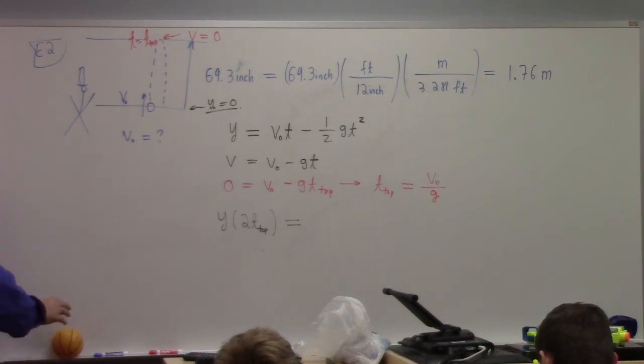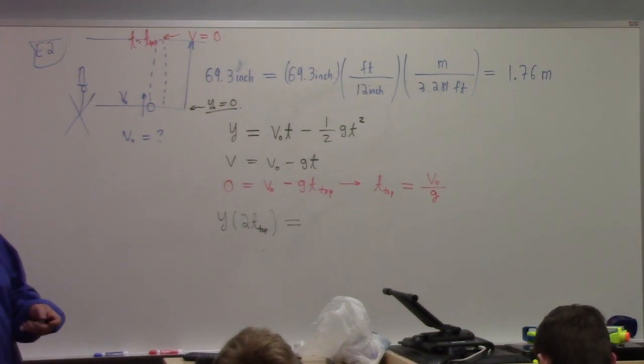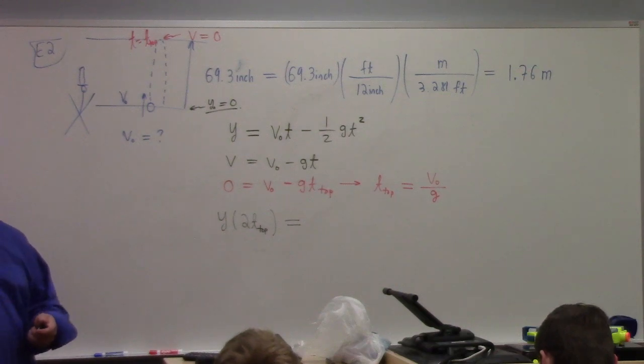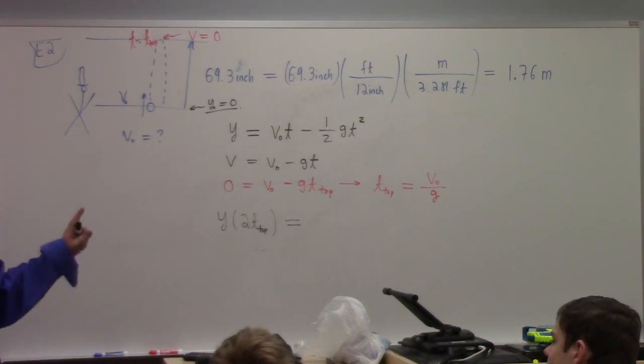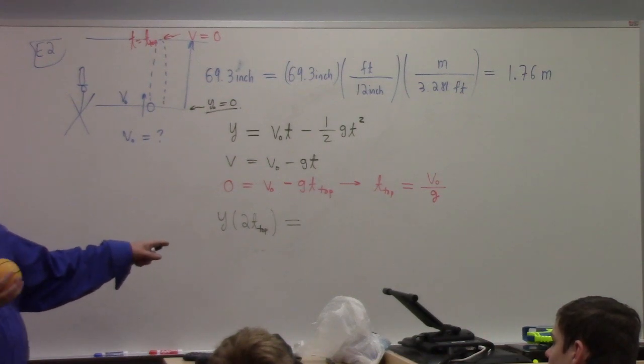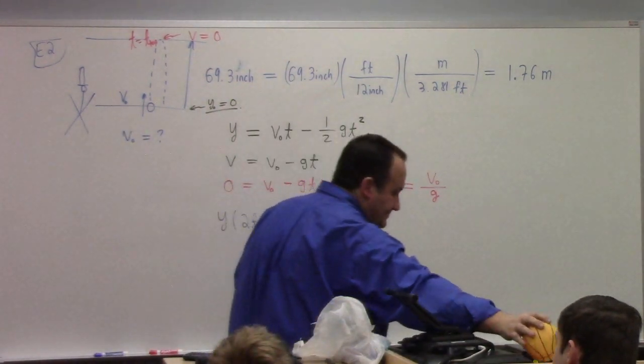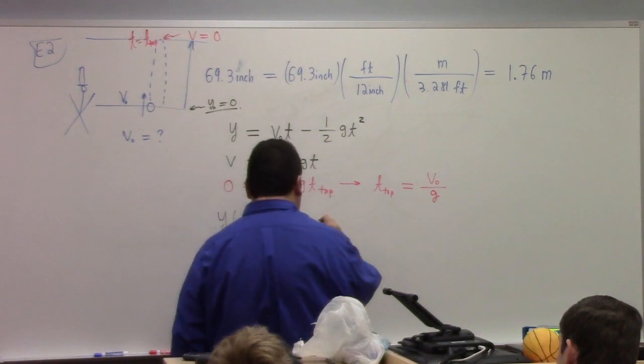Yeah, but I'm saying that the ball leaves my hand at y equal to 0, right? And it comes back at y equal to 0, right? So this is also 0. What else is it? It's the other displacement 0, that's true.